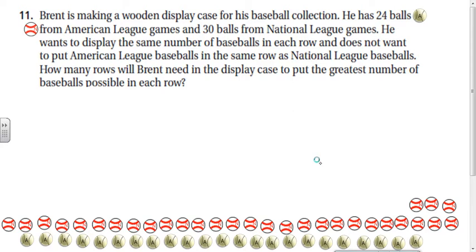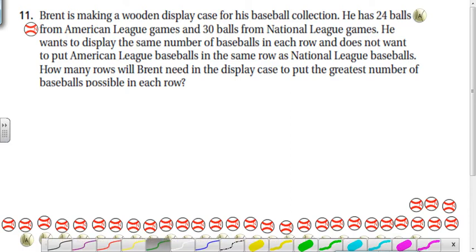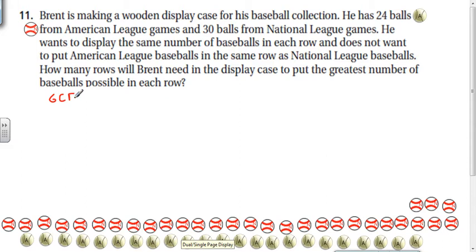So I've got 30 of the National League balls, 24 of the American League balls, and I want to put the greatest amount of balls in each row. So what they're asking you to do is find the greatest common factor between 24 and 30. So what is the greatest common factor between 24 and 30?